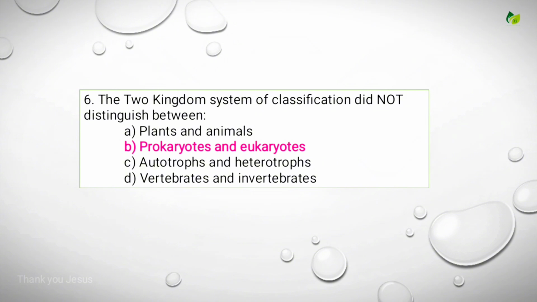So, the two kingdom system is just based on visible characters such as morphology. Plants are non-motile, they cannot move from one place to another. Animals are motile, they can move from one place to another. Just based on their morphology, Linnaeus classified all living organisms into two kingdoms only, nothing but Plantae and Animalia. So it did not distinguish between prokaryotes and eukaryotes. Okay, let's see the next question.